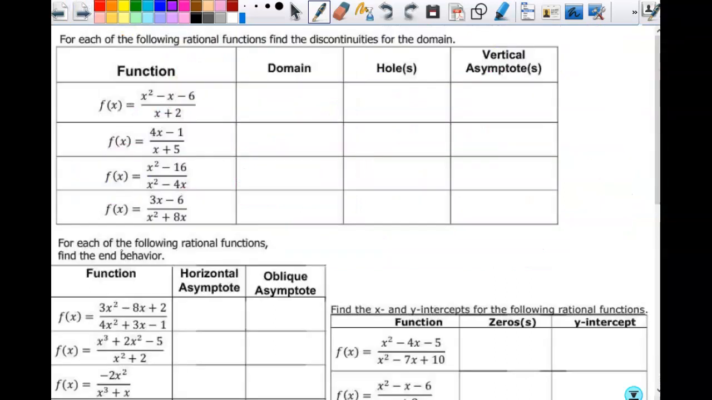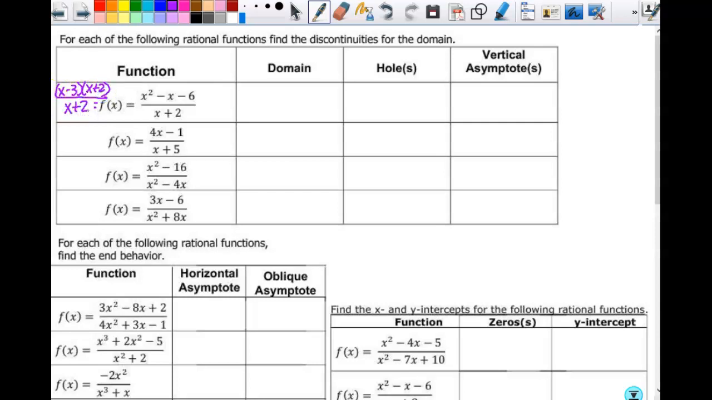Okay. Now it says for each of the following rational functions, find the discontinuities and the domain. So the first thing we have to do is factor. I know I didn't give you tons of room to do these things; probably should have spaced this a little differently. But when I factor this, it's going to give me x minus 3 times x plus 2 over x plus 2.